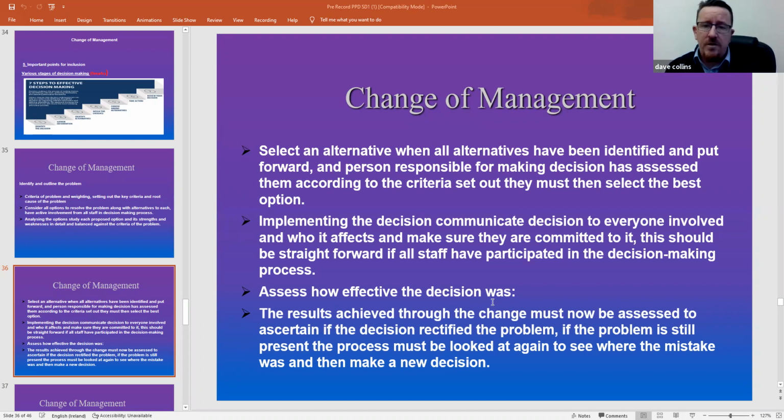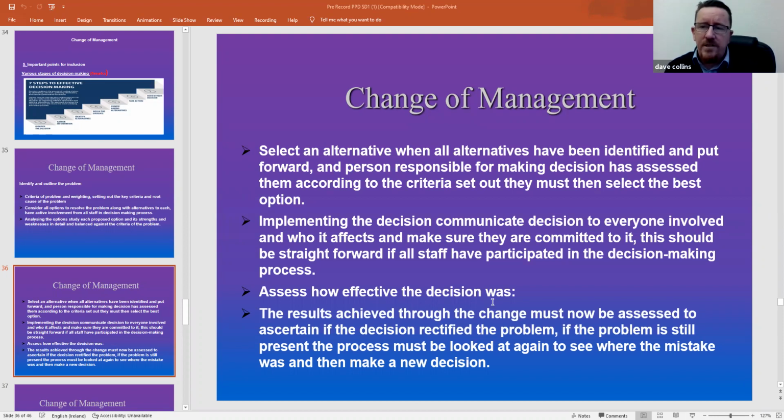Implementing the decision: communicate the decision to everyone involved and who it affects, and make sure they are committed to it. This should be straightforward if all staff have participated in the decision-making process.